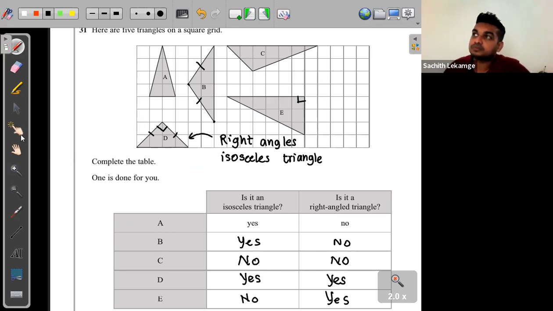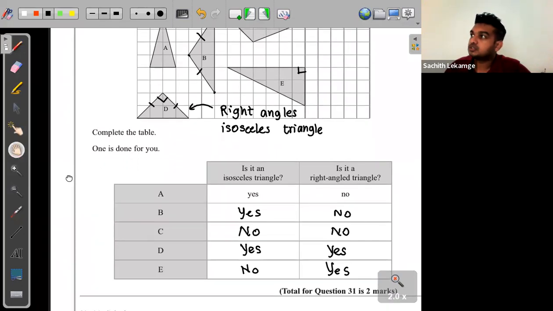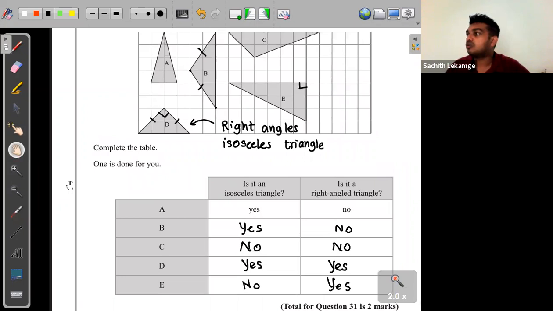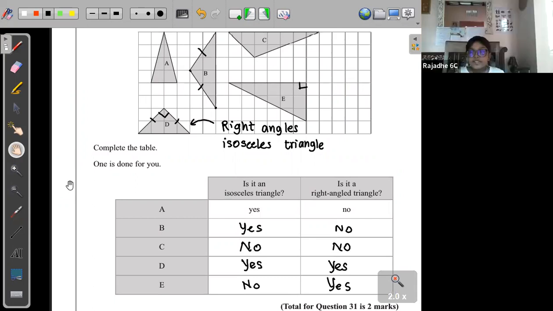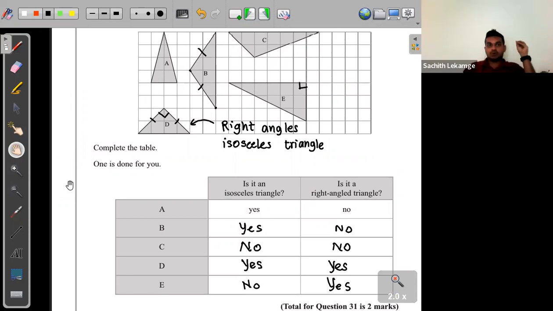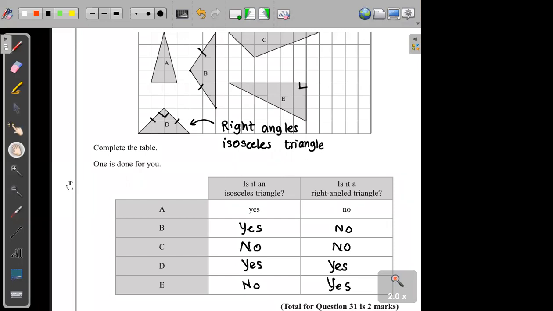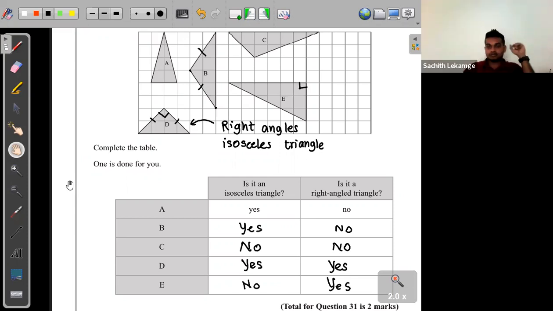How many marks can I give you? I give 1 mark if 4 answers are correct. If 3 are correct, no marks. If all correct, 2 marks. Out of these 8, if 4 are correct, 1 mark. More than 4? Still one. If 6 correct, 1 mark. To get all 8 marks, all 8 should be correct.